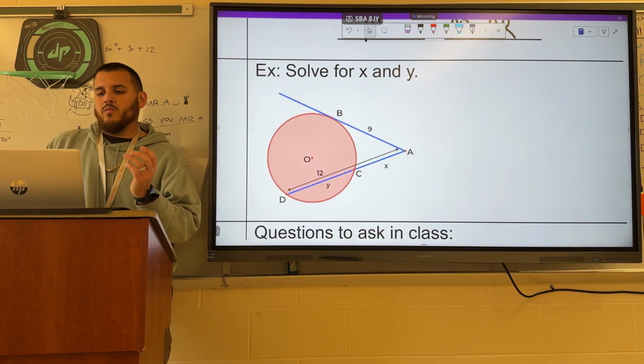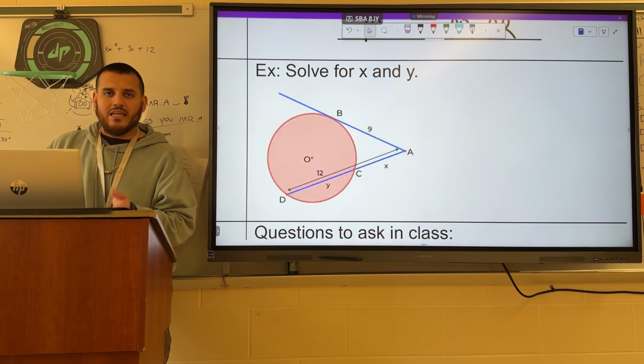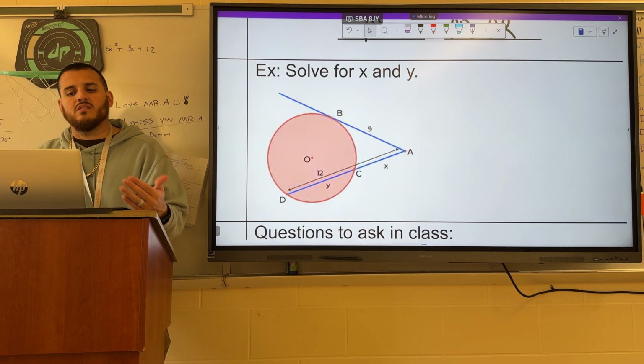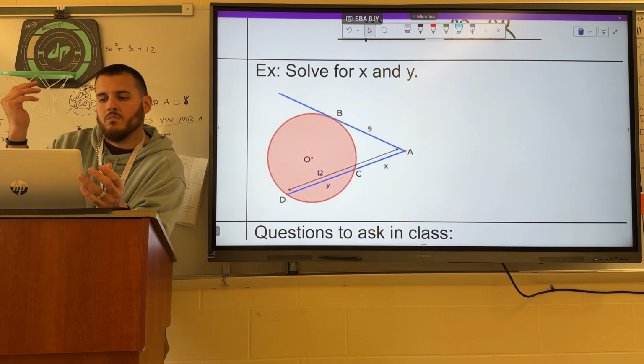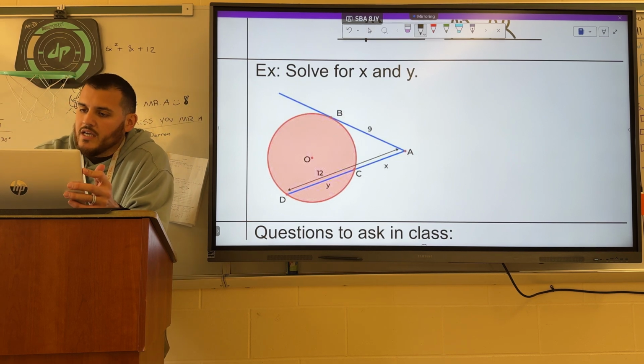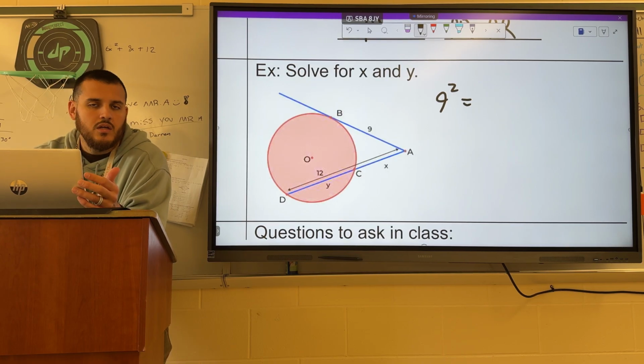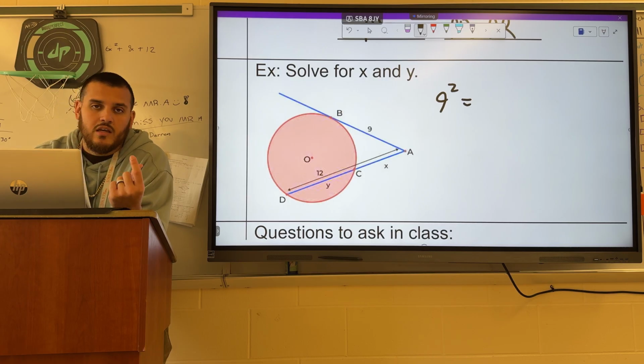Okay, let's see how we did. We have to recognize AB as a tangent segment because that appears to only touch the circle at point B, so it's safe to assume that it only touches it at point B and therefore is a tangent segment. The square of that tangent will equal the external segment from the secant.